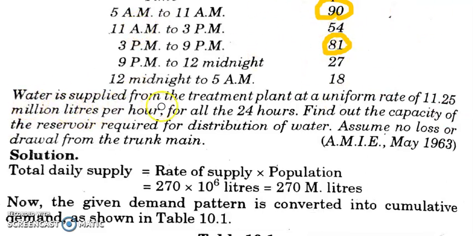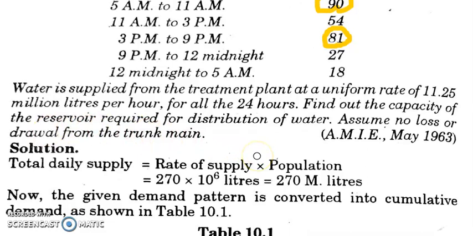depending upon the demand. Now water is supplied from a treatment plant at a uniform rate of 11.25 million liters per hour for all the 24 hours. So for all the 24 hours, the rate of water supply is 11.25 million liters per hour. For that, you have to calculate the capacity of the reservoir required.